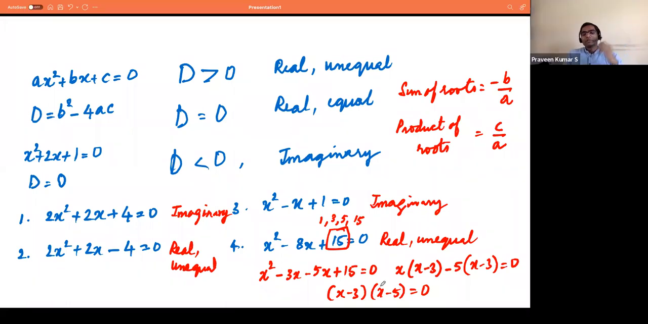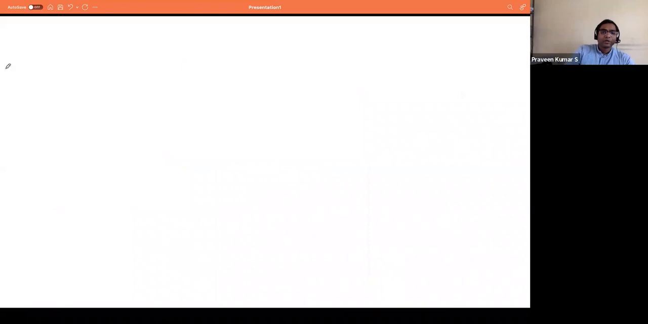Right? Now, wherever possible, you can calculate the roots of a quadratic equation by factorizing it this way, the method I have just shown. But it might not always be possible. For example, look at this equation. x square plus x minus 2 is equal to 0. Can you factorize this equation?